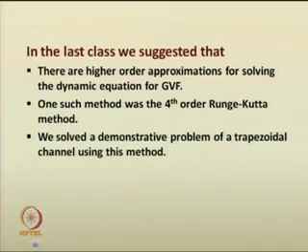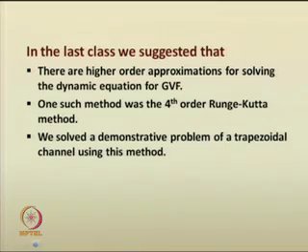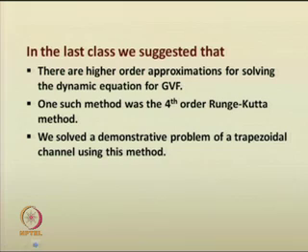So, if you recall from the last class, we had discussed the higher order approximations that can also be used for solving the dynamic equation for gradually varied flow. One such method that we discussed was the fourth order Runge-Kutta method. We also solved a demonstrative problem for the trapezoidal channel section using this method. We had done an extensive demonstration on that problem, and I hope you have benefited much. You have understood the concept of solving that problem.